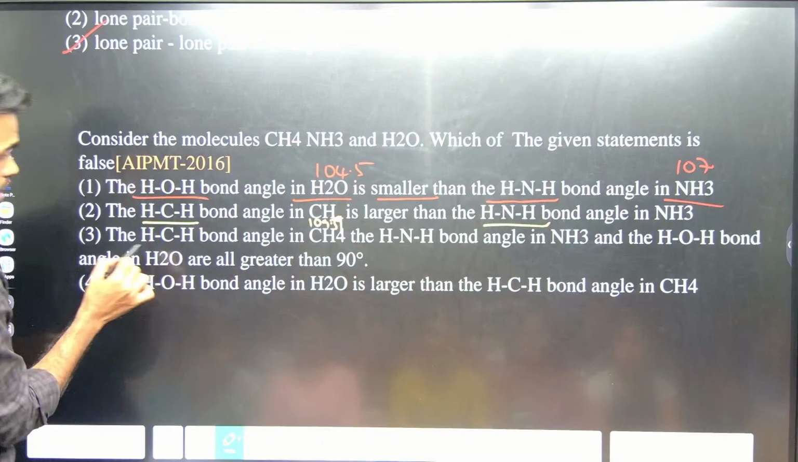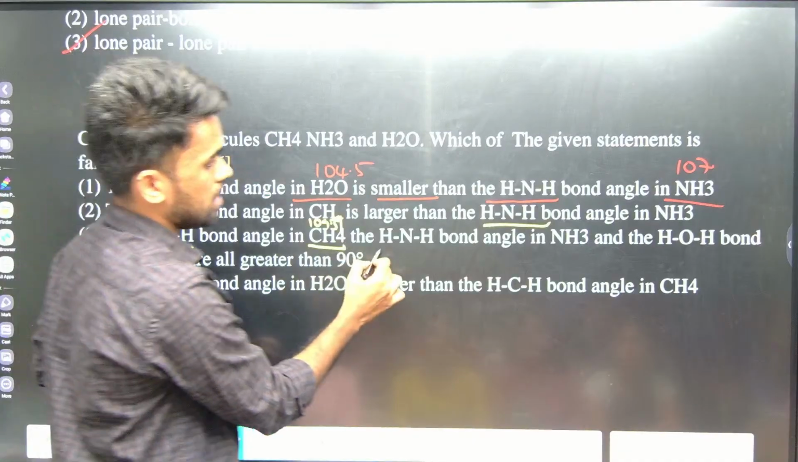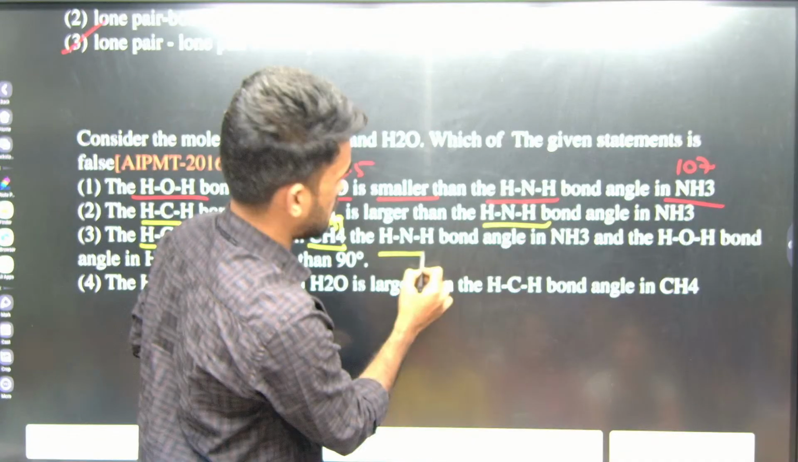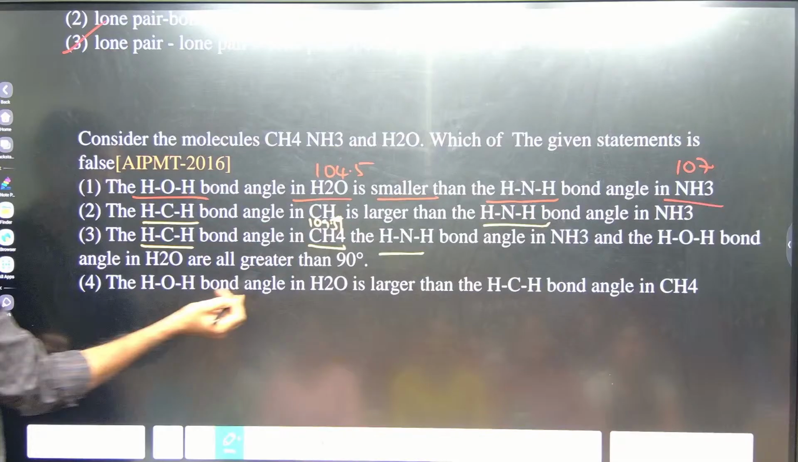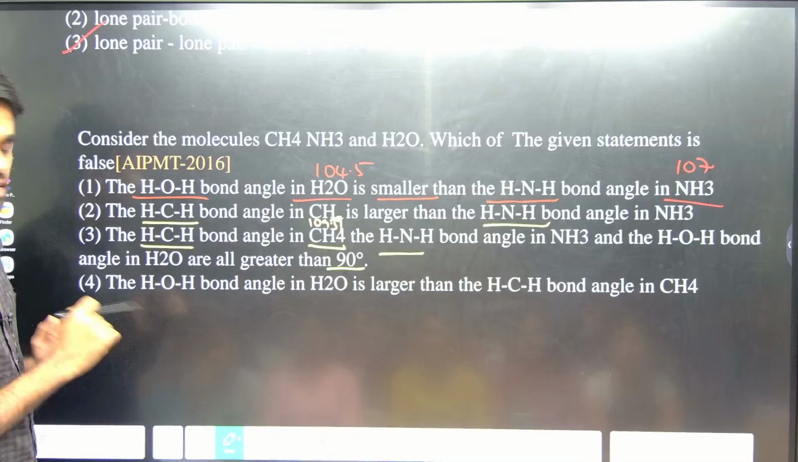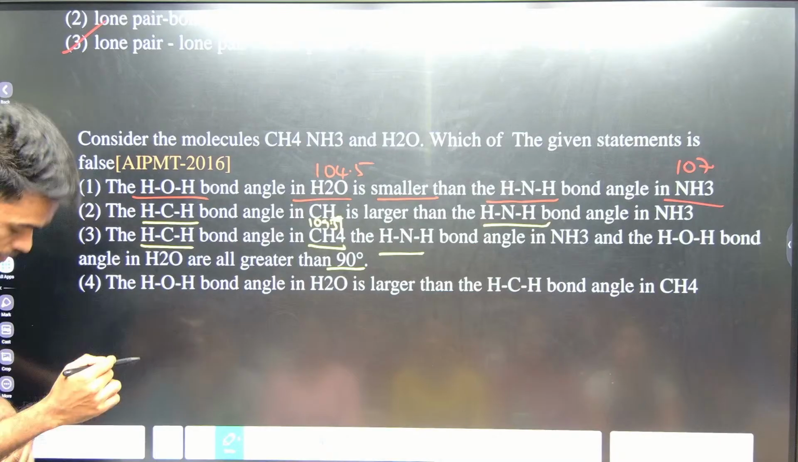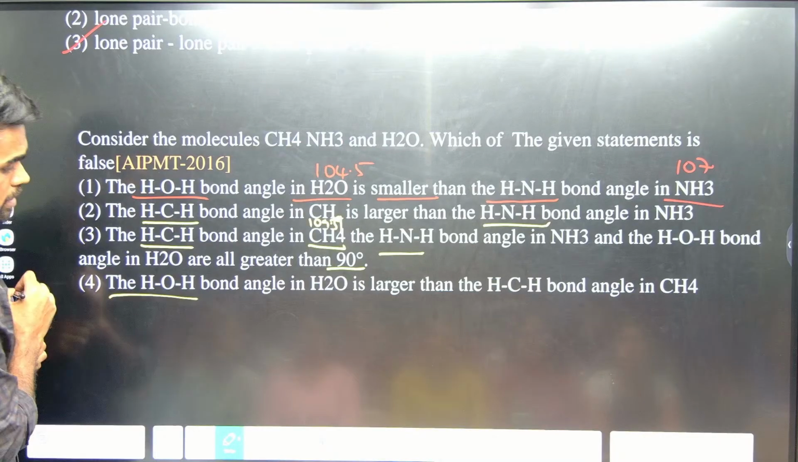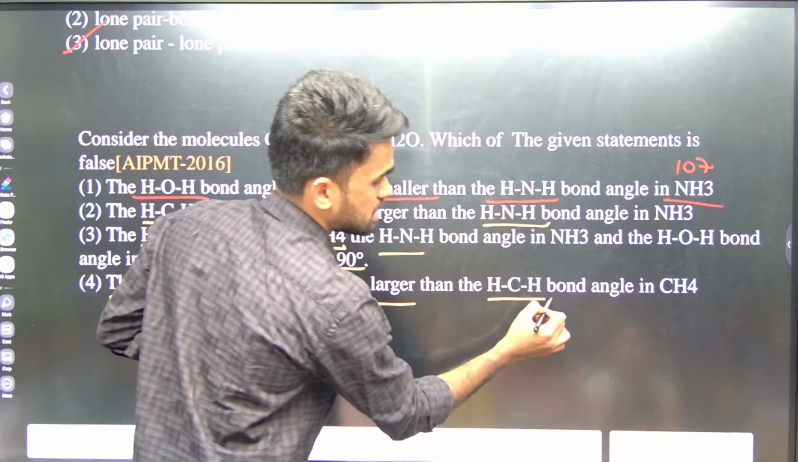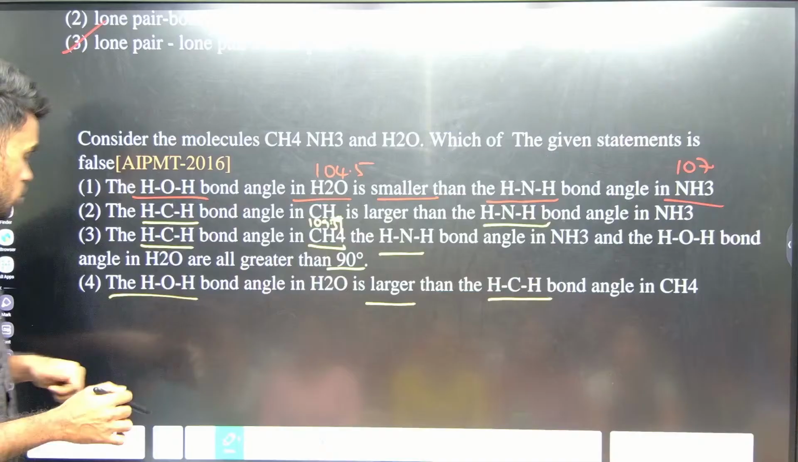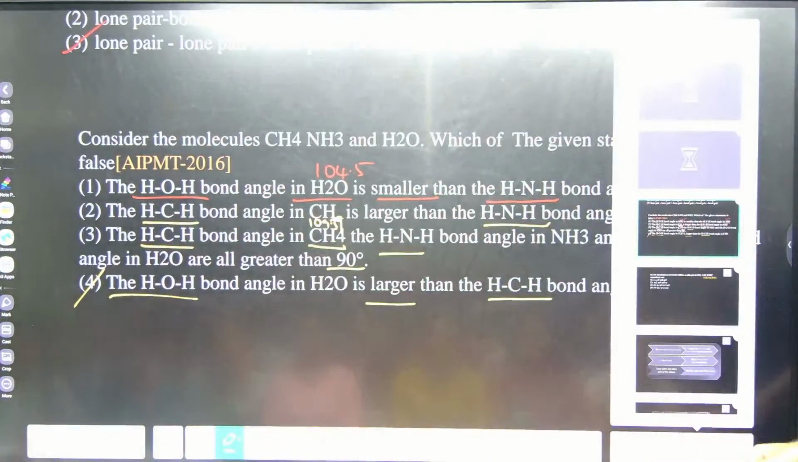Next one. The HCH bond angle in methane and the HNH and HOH angles in ammonia and water molecules are greater than 90. This is also a true statement. The next, this one. The HOH bond angle is larger than HCH. Is this true? No. So your answer should be 4. Perfect.